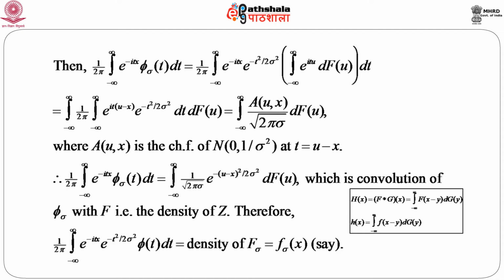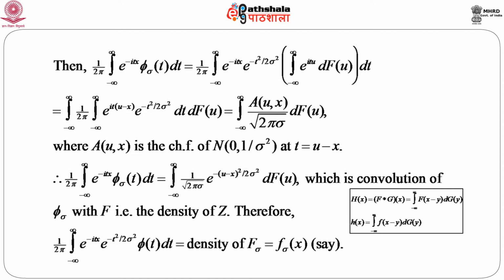Therefore, this original integral, 1 by 2 pi integration from minus infinity to infinity e to the power minus i t x phi sigma t dt, equals the integration from minus infinity to infinity of 1 by root over 2 pi sigma into e to the power minus (u minus x) whole square by 2 sigma square dF(u), which is nothing but the convolution of phi sigma with F, which is nothing but the density of Z.